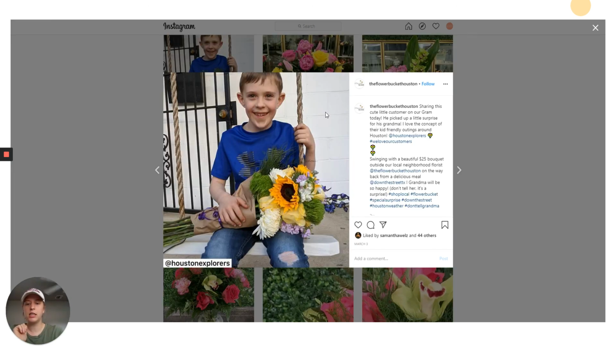Love this post. This is one where we've also used cross promotion with accounts, with this Houston Explorers account. And he took a picture sitting on the swing at the flower shop, and the Flower Bucket Houston shared it to their page. So this kind of hit multiple of the E's and did a really good job.